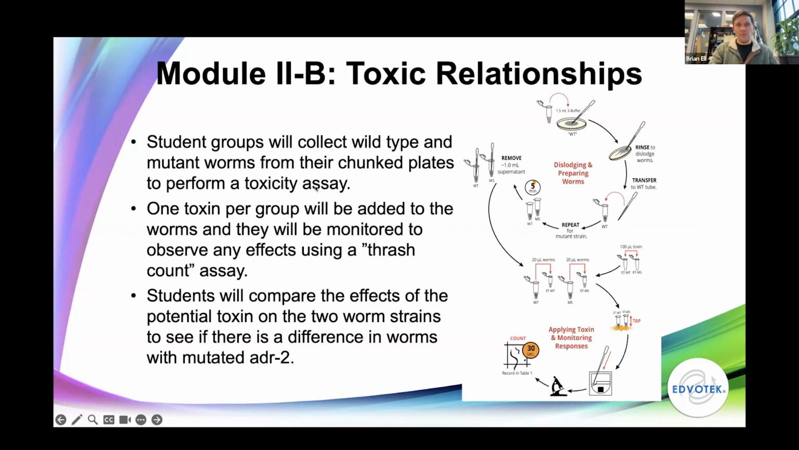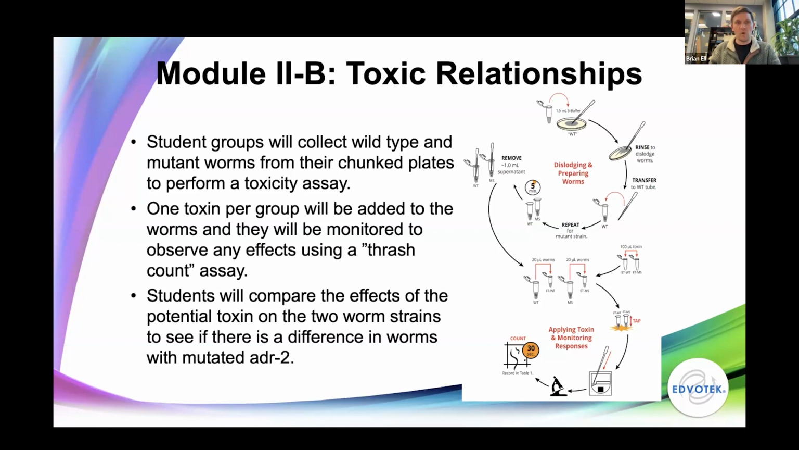Okay, so Module 2B, we are going to be doing a new assay then. So this is our toxic relationships toxicity assay. What we're going to do is we're going to have the students collect wild type and mutant worms from those chunked plates that they made. They're going to use those to perform their toxicity assay. So each group will be assigned 1 toxin, which they can then compare across groups and kind of pool data across the entire classroom. They will use their different worms and this toxin to perform a thrash count assay.